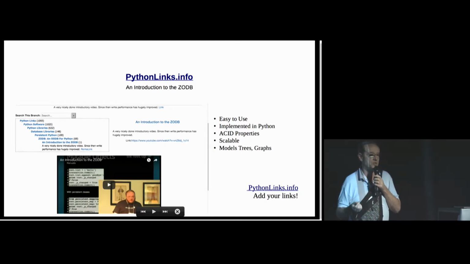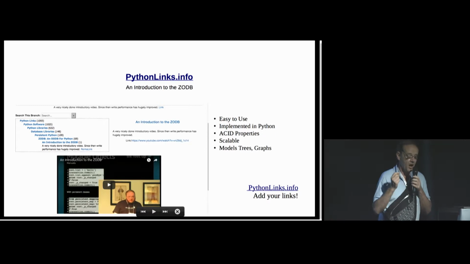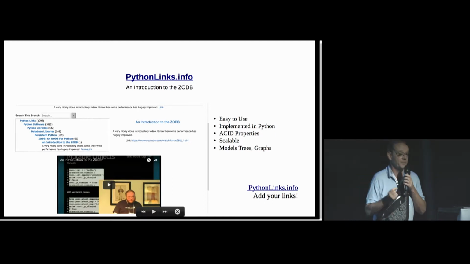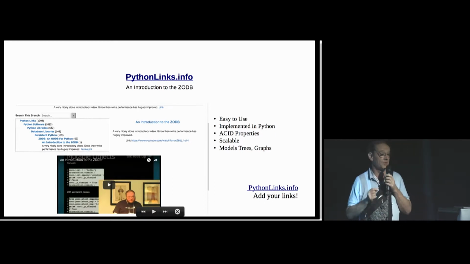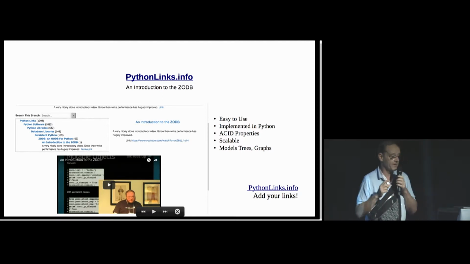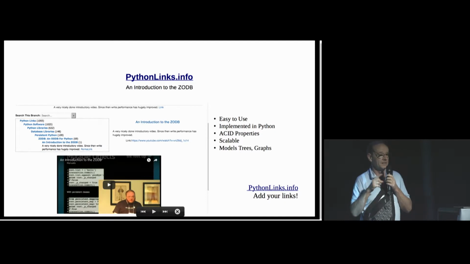This is for ZODB. ZODB is a wonderful object-oriented database written in Python, just subclass off of persistent, and your application becomes persistent. It's amazing more people don't know about it. Brilliant software, check it out. Here on the tree, where are we? Python links, Python software, Python libraries, database libraries, persistent Python, ZODB, ZODB introductory video.